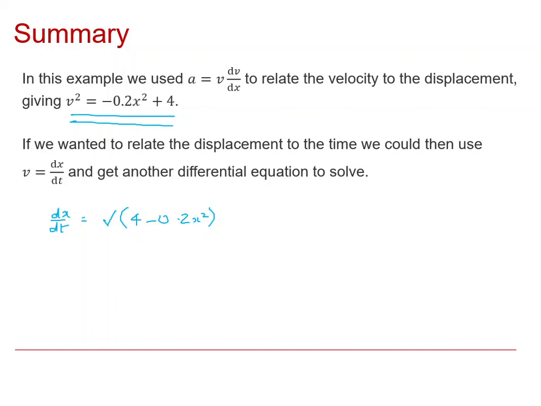Now that will again separate, so that on the right hand side you'll have the integral of dt, and on the left you'll have the integral of 1 over the square root of 4 minus 0.2 x squared dx. And you should recognize that as the kind of integral that yields itself to the standard form for the inverse sine of x, or if you prefer, the inverse cosine of x.